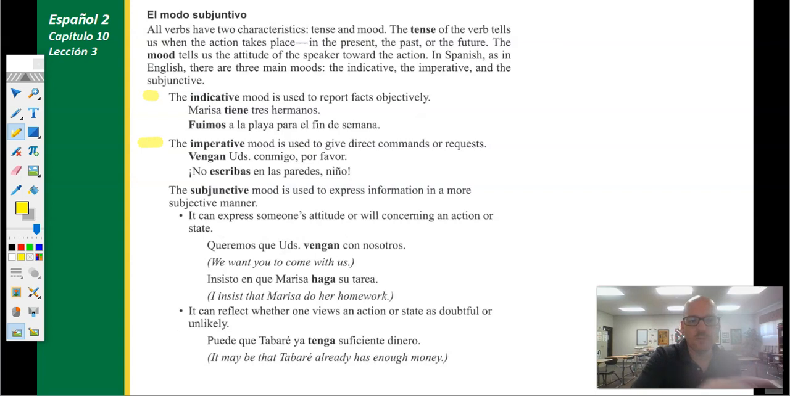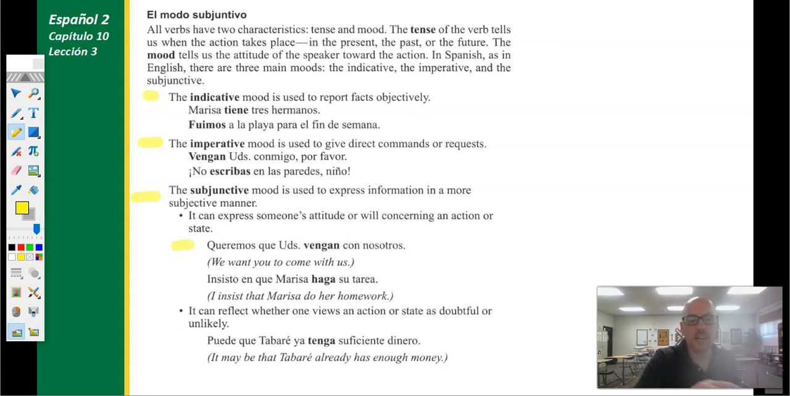The imperative form, which we've just come off of studying, is used to give commands or strong requests. Vengan ustedes conmigo, por favor. You all come with me, please. Okay, so there is a strong command that's going on there, and we talked about how to form that imperative mood. But the subjunctive has a little bit different use than the imperative would. The subjunctive mood is used to express information in a more subjective way. It can express someone's attitude or someone's will concerning an action or state.